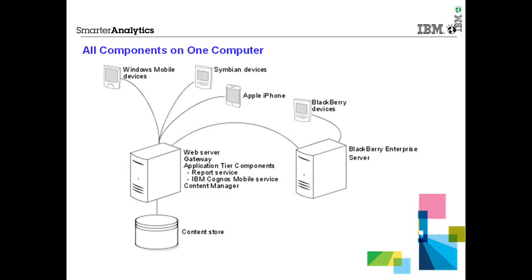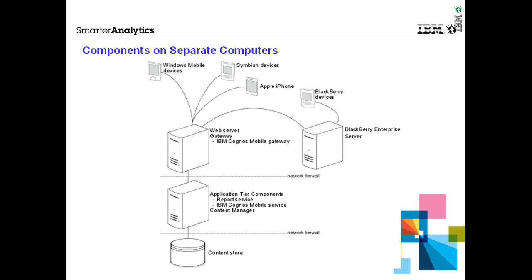Now let us move on to the distributed architecture. In case of distributed architecture, if IBM Cognos is installed on different computers, you must install the components differently. In this case, the IBM Cognos Mobile Application Tier component will be installed with the IBM Cognos BI Application Tier component, and the IBM Cognos Mobile Gateway and Mobile Client components will be installed where the IBM Cognos BI Gateway is installed.